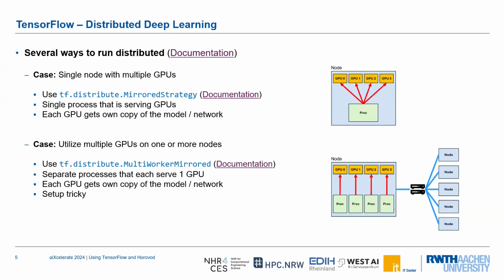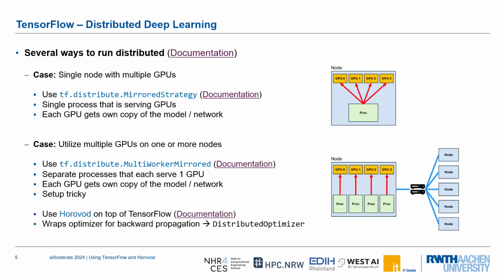And then there's a third one, because honestly, this is pretty shitty. Horovod. We can basically use Horovod on top of TensorFlow. And basically what it does is the same thing. We have separate processes, each has its own network. However, this communication, simultaneous backwards propagation and communication of weights of the different networks because they need to stay in sync, is basically not done by TensorFlow, but by Horovod. So the idea here is to wrap this optimizer in TensorFlow and use a distributed optimizer from Horovod.